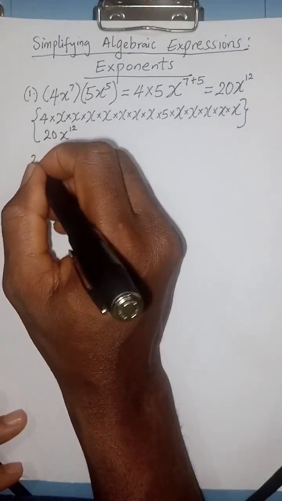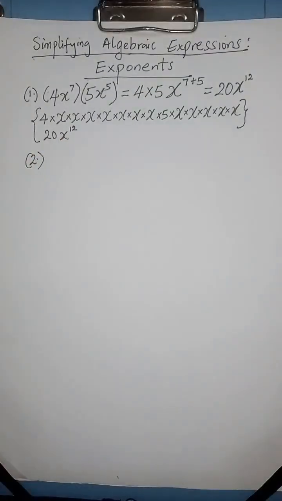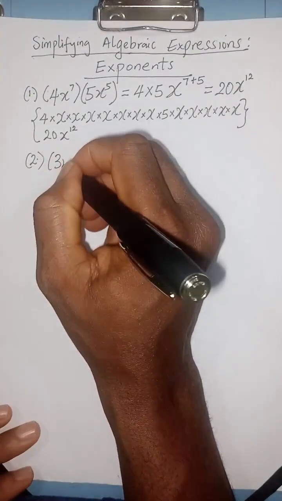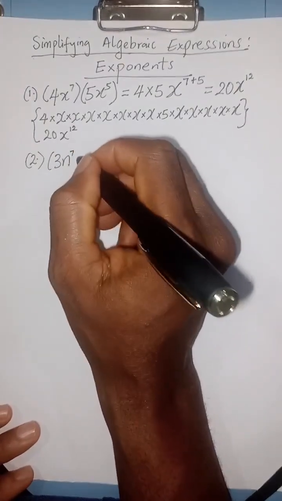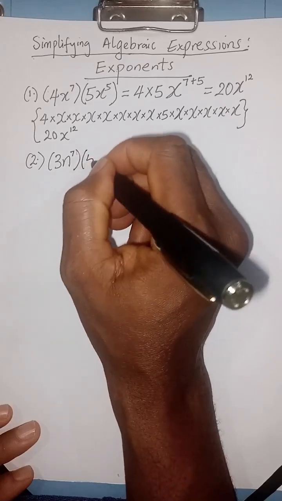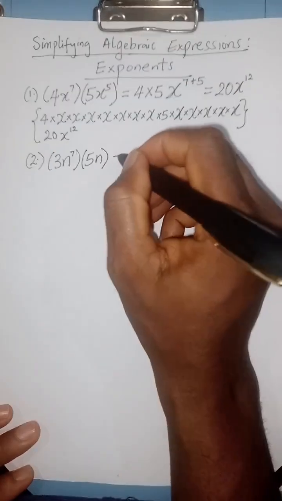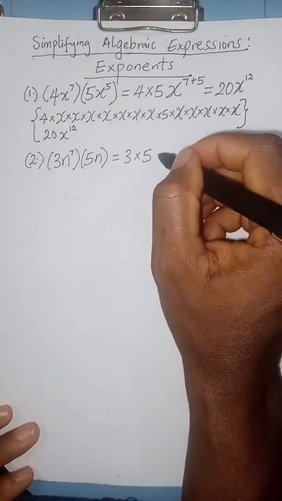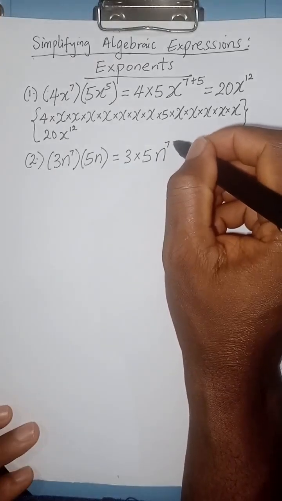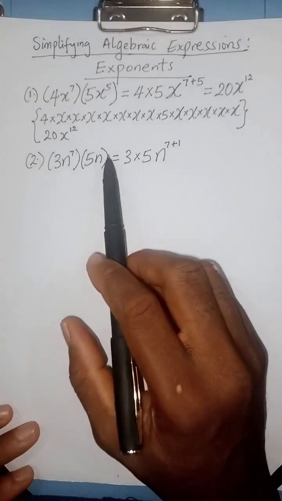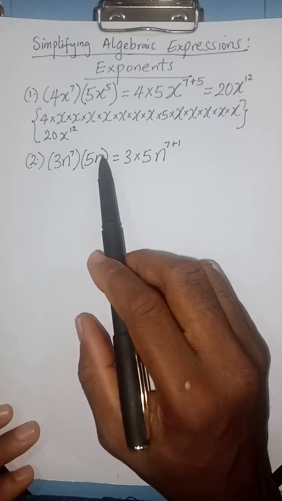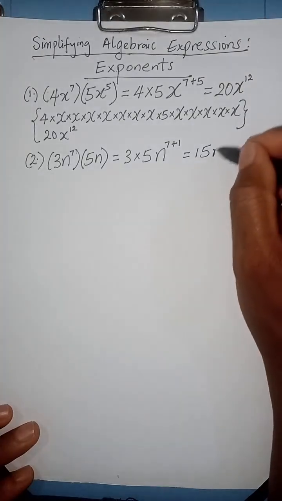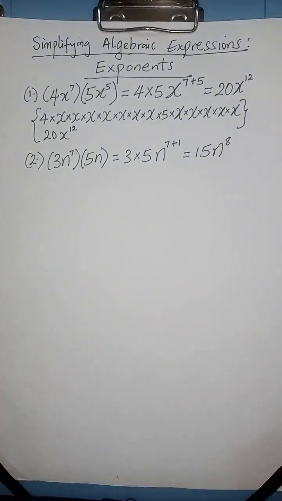So let's move on to number 2. And this is going to be easy for us. If I have (3n^7), close bracket, and then I have (5n), this is simply multiply the coefficients separately, 3 times 5. And then n raised to power 7 plus 1. The power here is 1, but it is not written. So this will give us 3 times 5, 15, n raised to power 8. It's as simple as that.